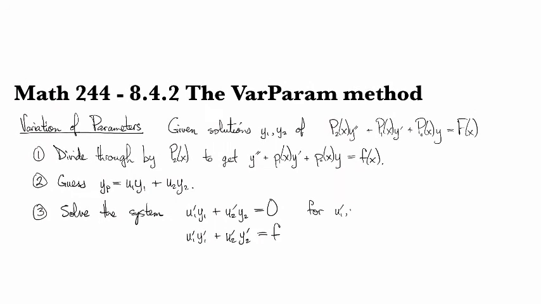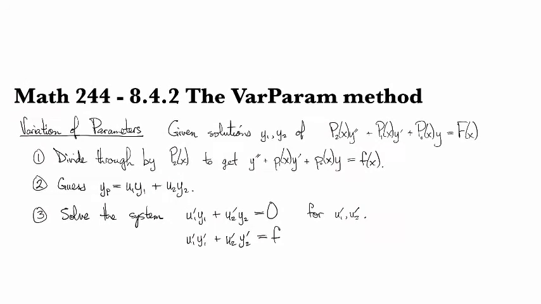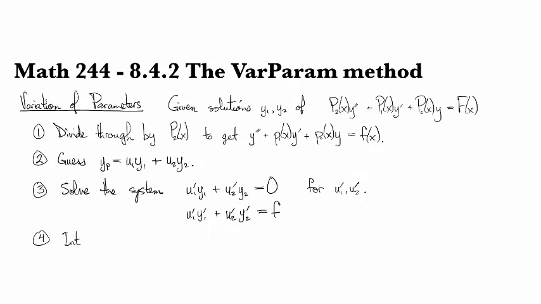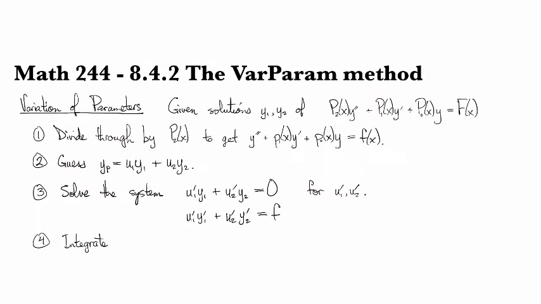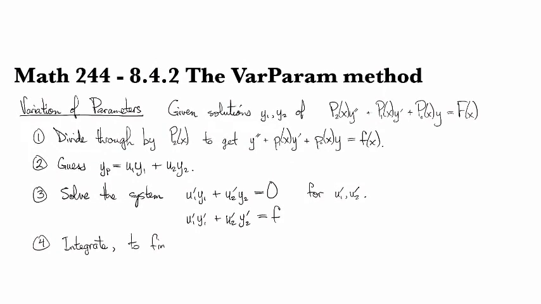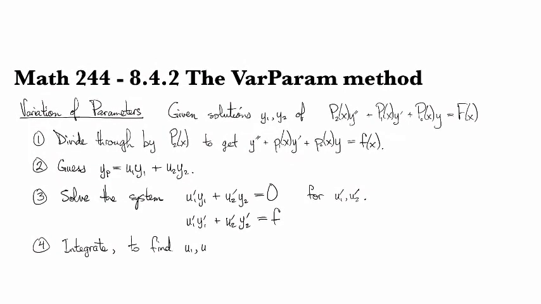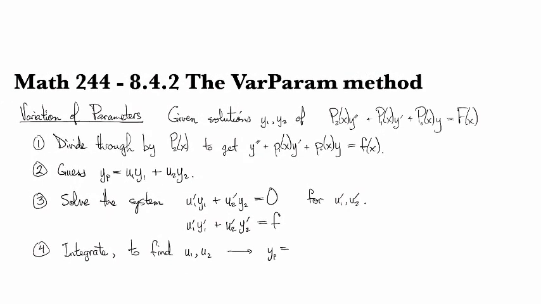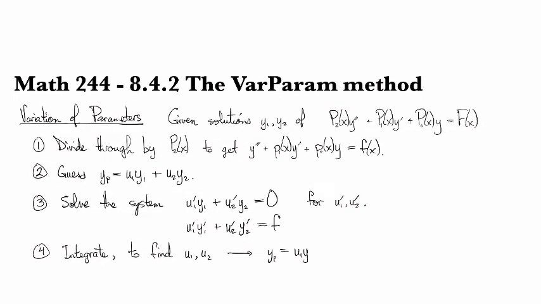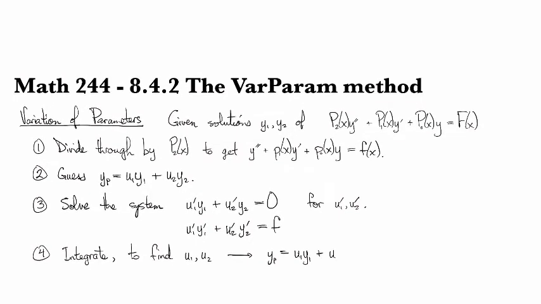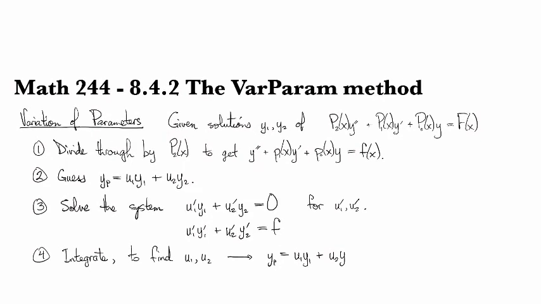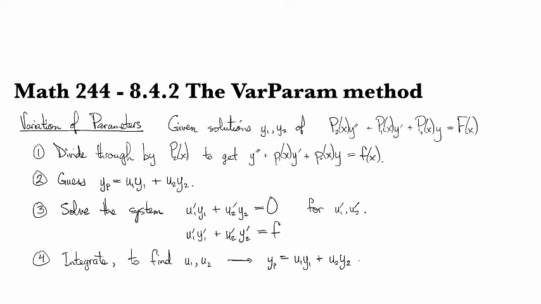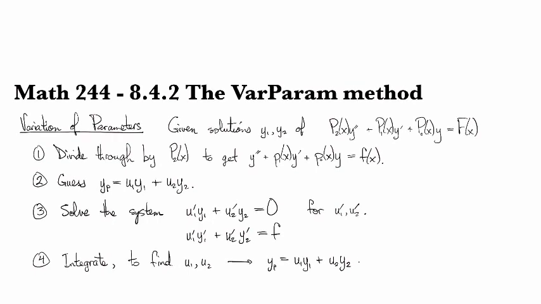for u1 prime and u2 prime, and then we integrate to find u1 and u2, and then we have our coefficients, and we can find yp by just assembling things back together with this linear combination here. Okay, so that's one way to think about how the method works.